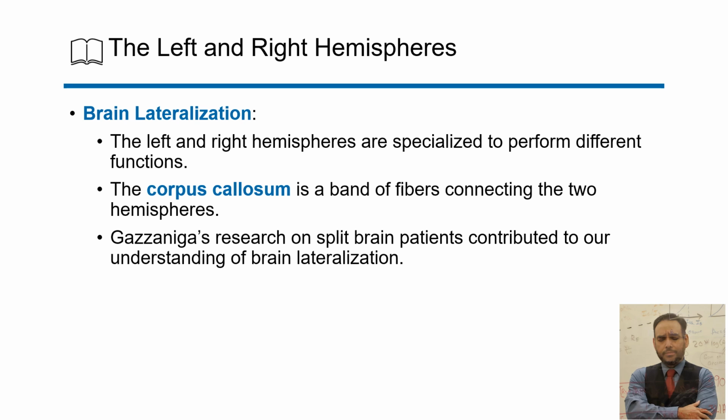We talked about the corpus callosum earlier. It's that thick band of nerve fibers that connects the left and right hemispheres together. It allows the two hemispheres to communicate and share information. Think of it like a bridge that lets messages travel between the left and right sides of the brain. We have something else called Gazzaniga's research on split brain patients, so this is very important. There's a guy named Michael Gazzaniga, a neuroscientist. He studied patients who had their corpus callosum cut, a treatment done for severe epilepsy.